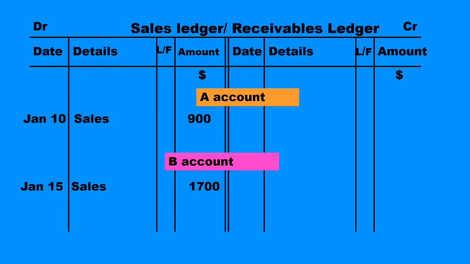If we record in the account of A in the sales ledger or receivables ledger, you will remember that we already had, on the debit side, sales 900. On the credit side, we record sales returns 90. Once again, neither the list price nor the trade discount are recorded in the books.